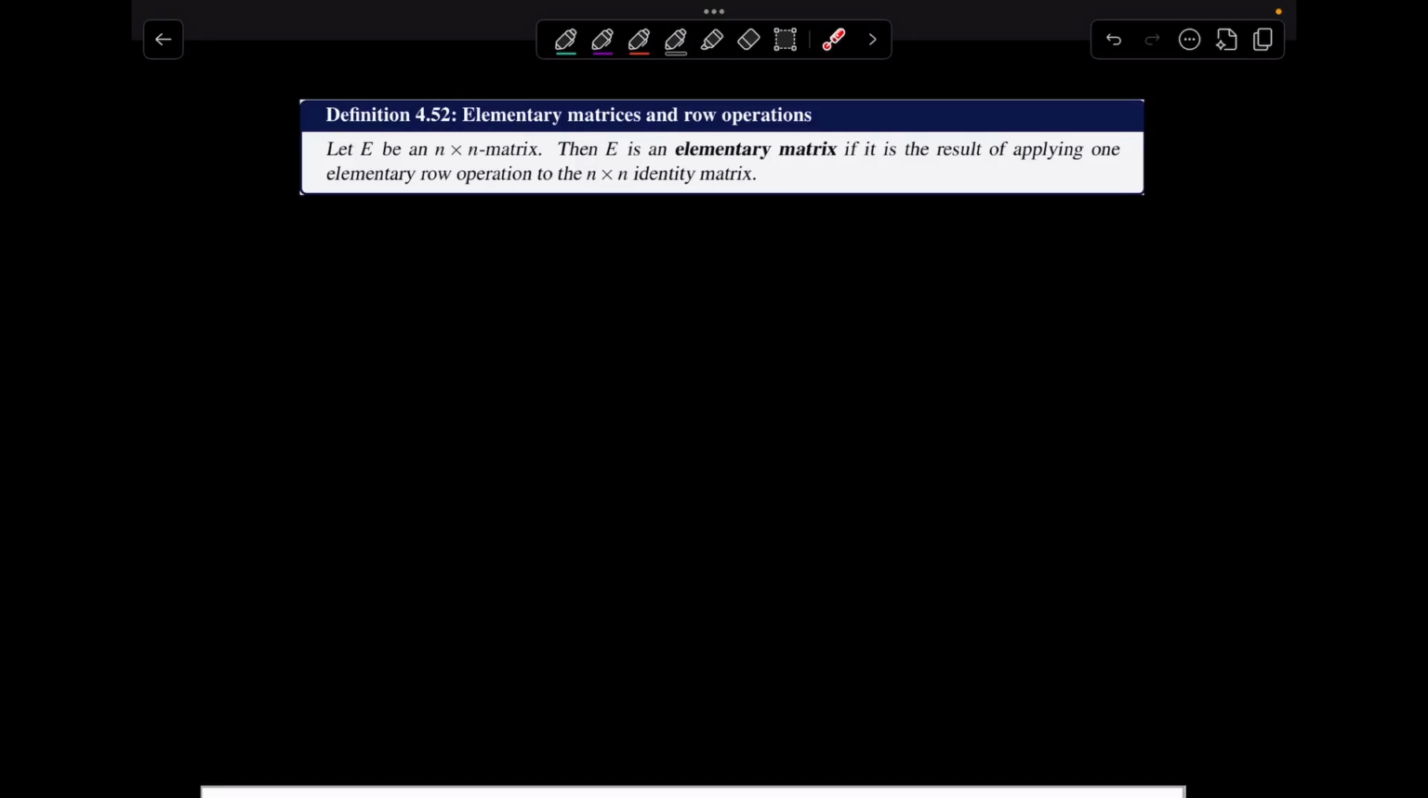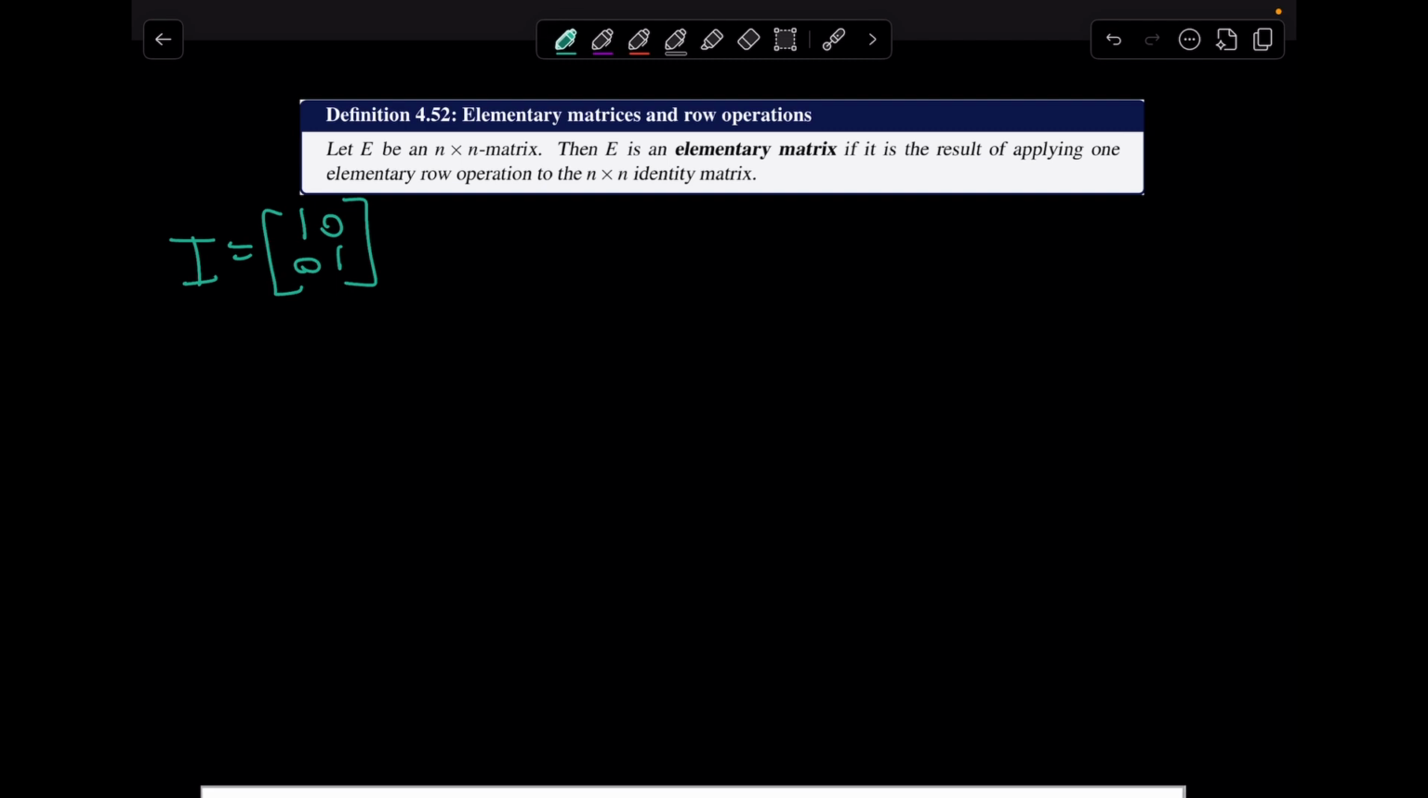Okay guys, really quick video here on how to use elementary matrices to find the inverse of another matrix, okay? So we're going to start off by defining what is an elementary matrix. An elementary matrix is a matrix that has one operation done to the identity matrix. Keep in mind that an elementary matrix always has to be square.